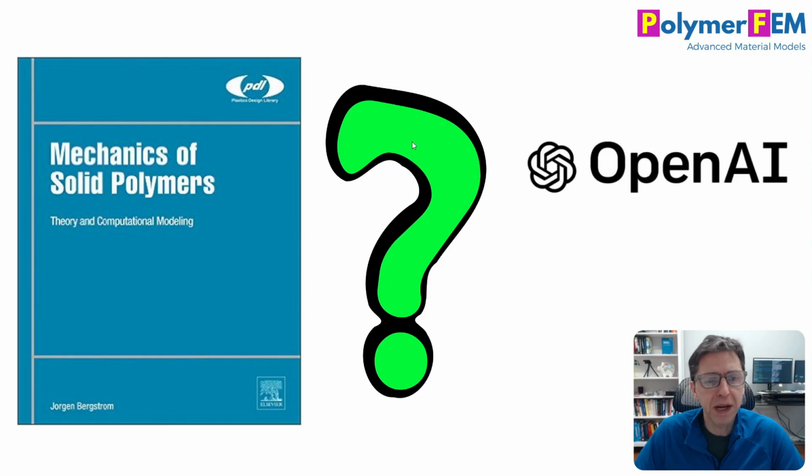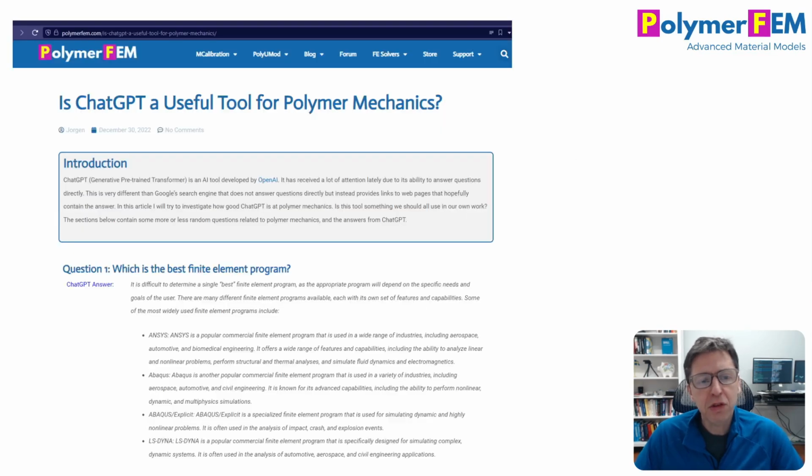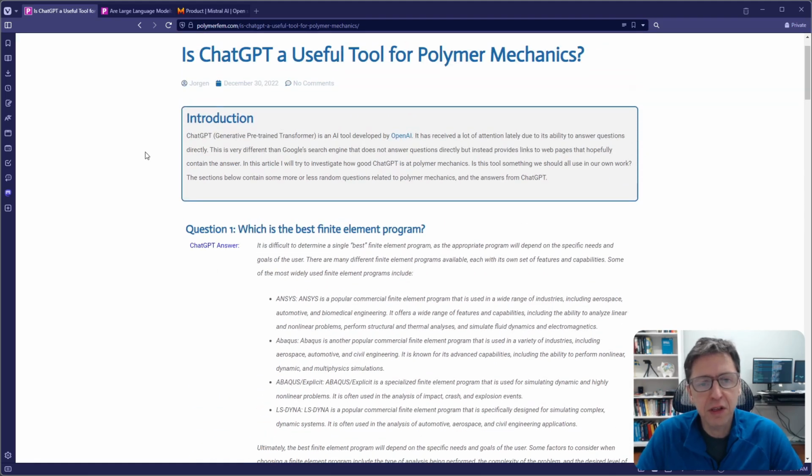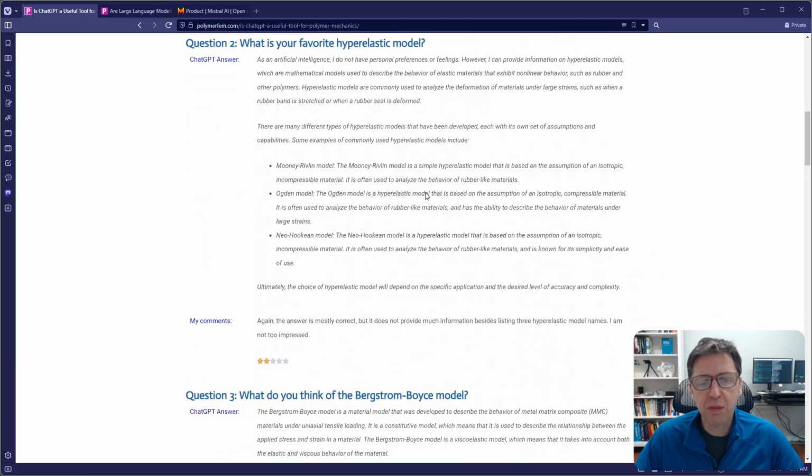Do we need to buy books like the book I wrote, or can we just rely on these language models to teach us the topics that we care about when we study polymer mechanics? So to do that, I will start with the study that I performed last year. Back then, I examined the currently available GPT version that was available at that point. And I did this study about a year ago, and I examined it by asking 7 specific questions.